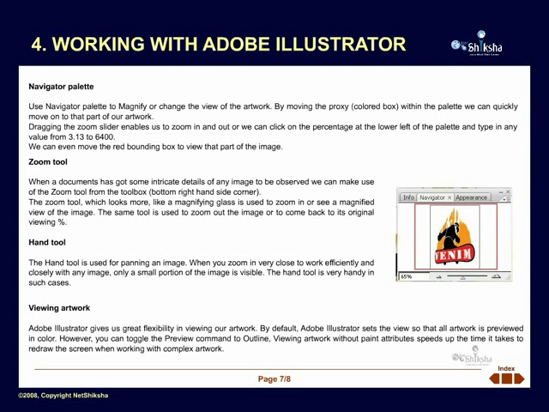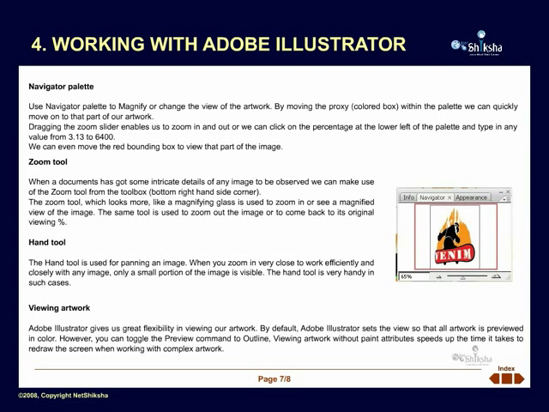Hand tool. The hand tool is used for panning an image. When you zoom in very close to work efficiently and closely with any image, only a small portion of the image is visible. The hand tool is very handy in such cases.